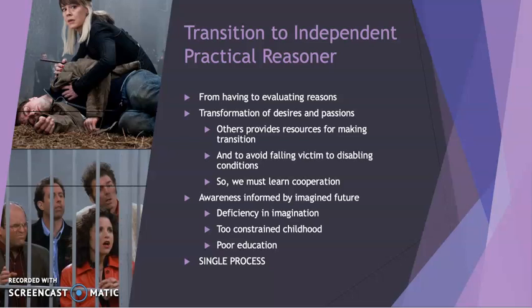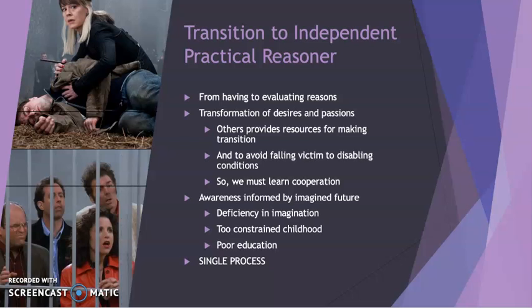And so we have to be wary of the kinds of things that we might be vulnerable to that prevent that transformation of desires and passions, right? And so that might be where others do not provide the resources that we need, or where we fall victim to disabling conditions, or where we fail to learn cooperation. All of those things are needed, right, to become independent practical reasoners, okay?